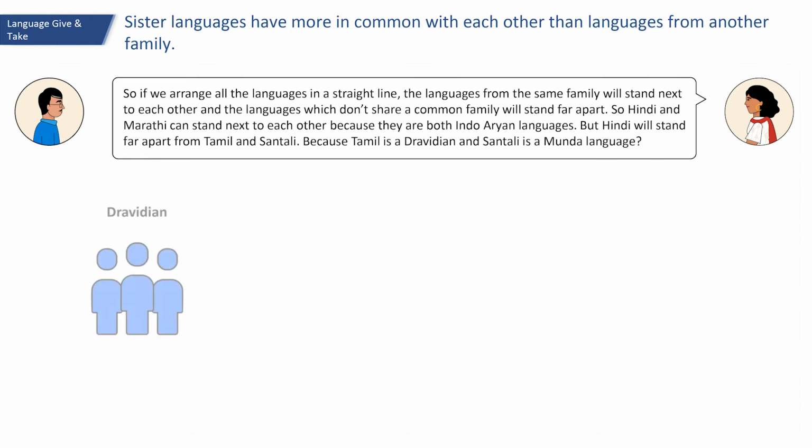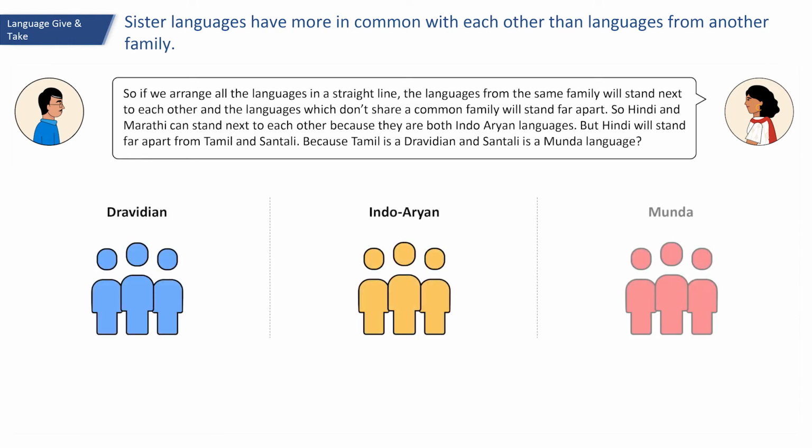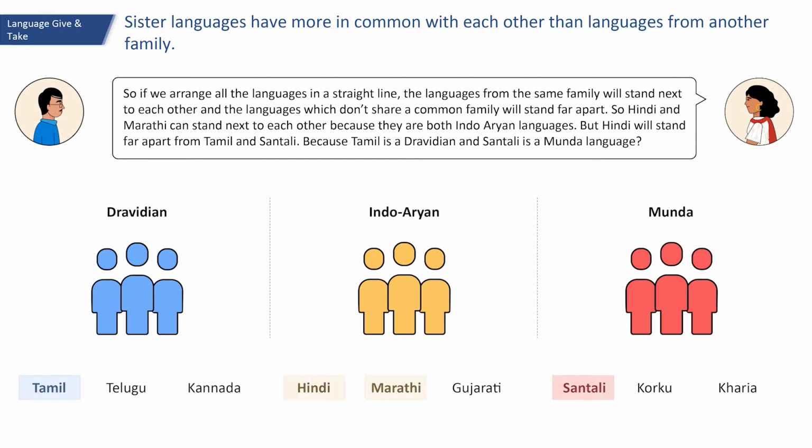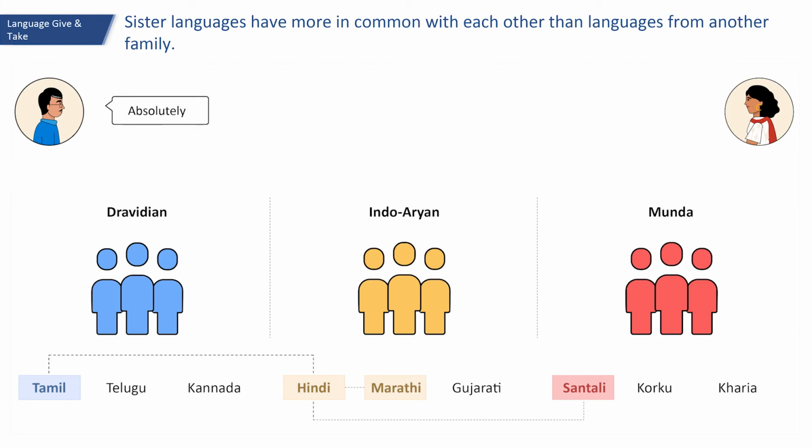So, if we arrange all the languages in a straight line, the languages from the same family will stand next to each other, and the languages which don't share a common family will stand far apart. So, Hindi and Marathi can stand next to each other because they are both Indo-Aryan languages. But Hindi will stand far apart from Tamil and Santali because Tamil is a Dravidian and Santali is a Munda language? Absolutely.